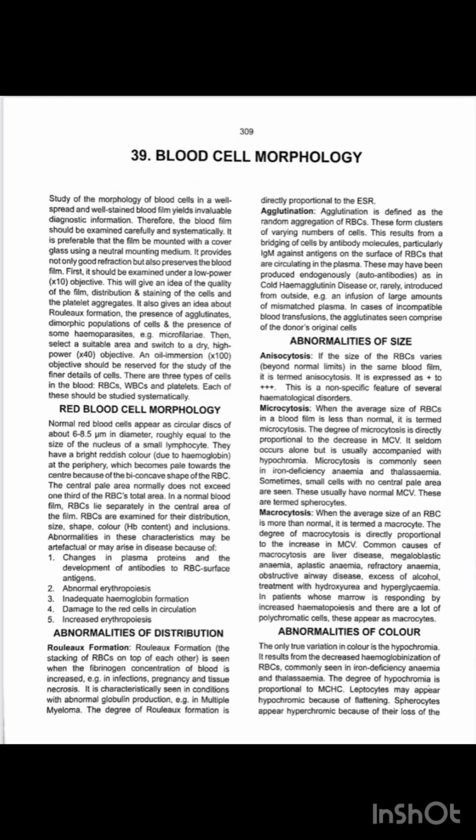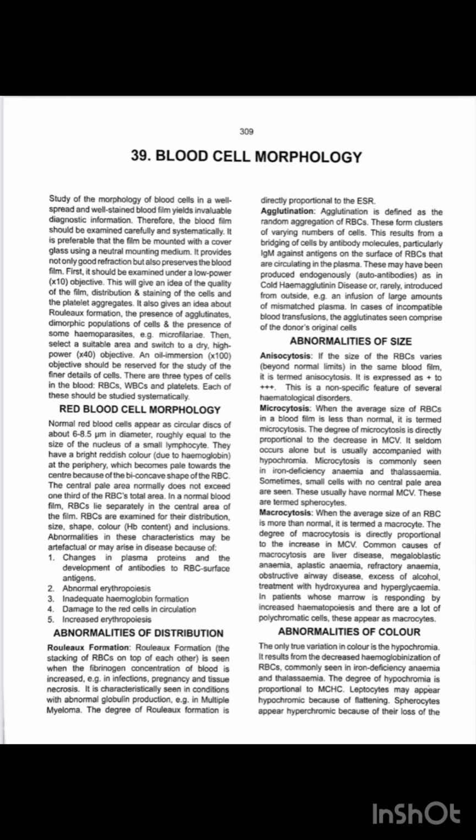Next, there is macrocytosis. When the average size of RBCs is more than normal, like an RBC size greater than 6 to 8.5 micrometer diameter, it is termed a macrocyte. The degree of macrocytosis is directly proportional to the increase in MCV. Just like microcytosis has a decrease in MCV, in macrocytosis there will be an increase in MCV.